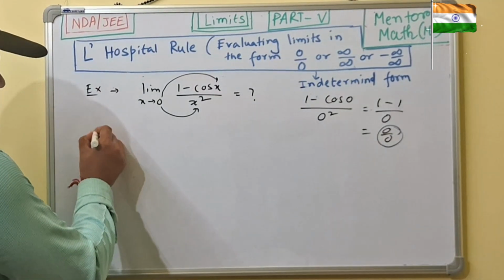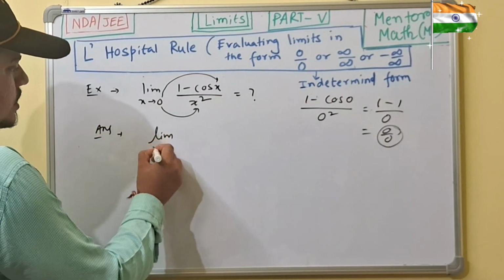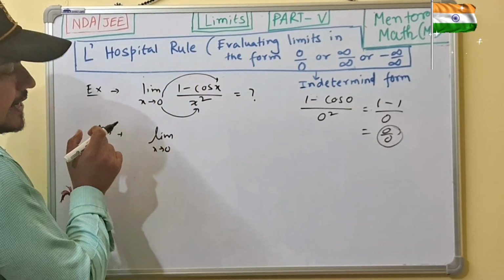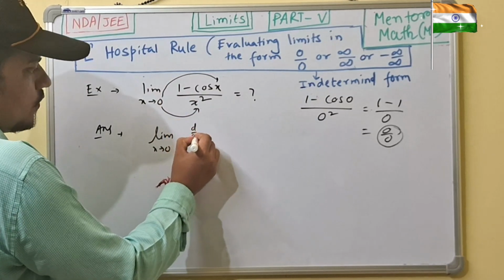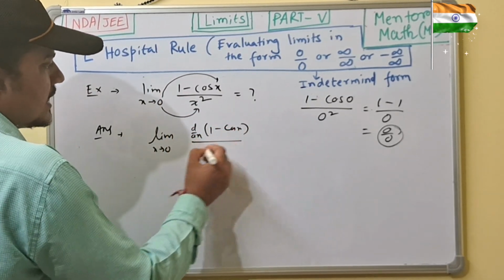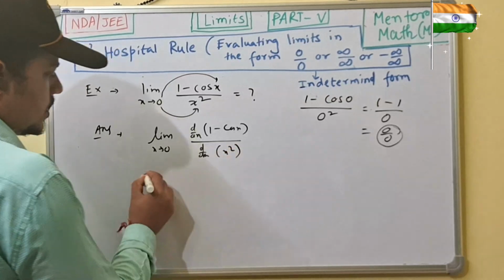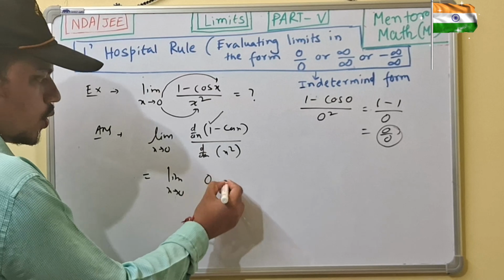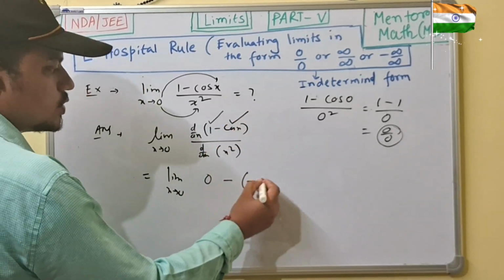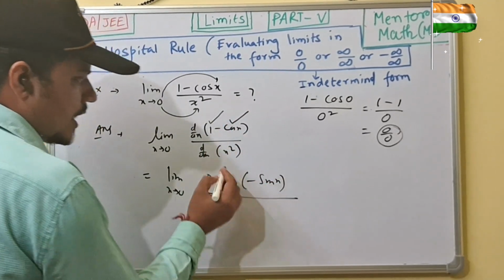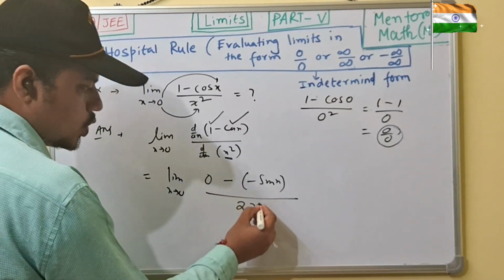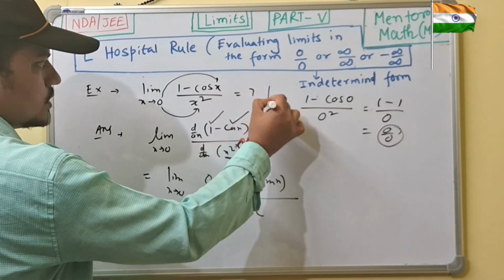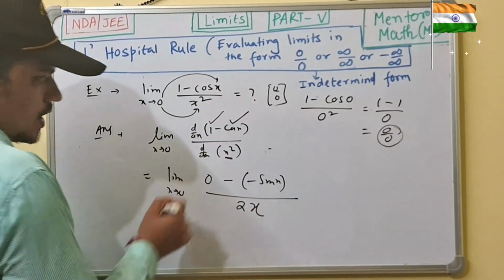Coming to the solution, limit x tends to 0. Now you have to differentiate the numerator as well as the denominator: d/dx of 1 minus cos x and d/dx of x square. So that is limit x tends to 0, where the derivative of the constant is 0, minus the derivative of cos x, which is minus sin x, divided by the derivative of x square, which is 2x. Now you see this is again 0 by 0 form. So the first step is done.